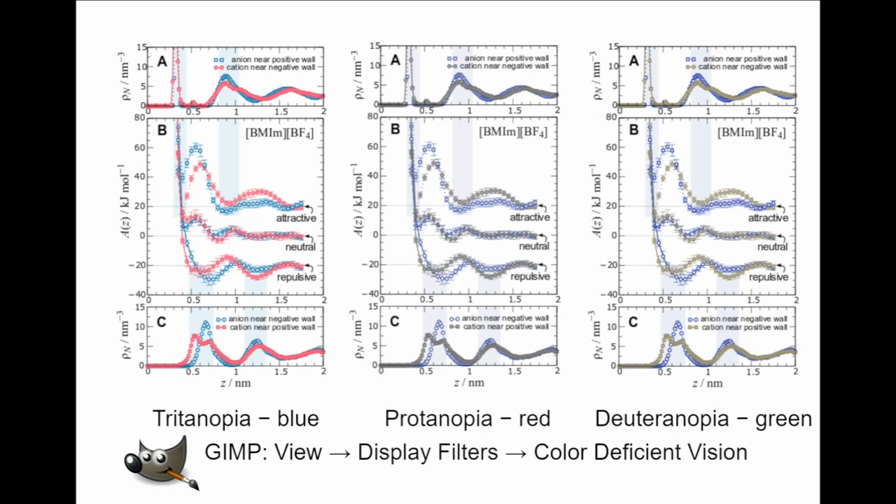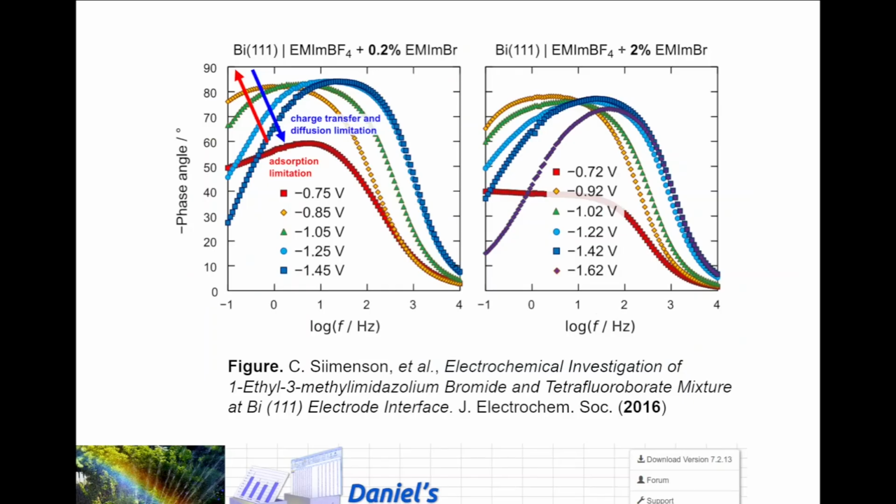And how do I visualize these figures? I'm using GIMP, and there you can apply some filters with color deficient visions, and you can also make it black and white. And in this way, you can easily check whether your figure is visible to all of your readers.